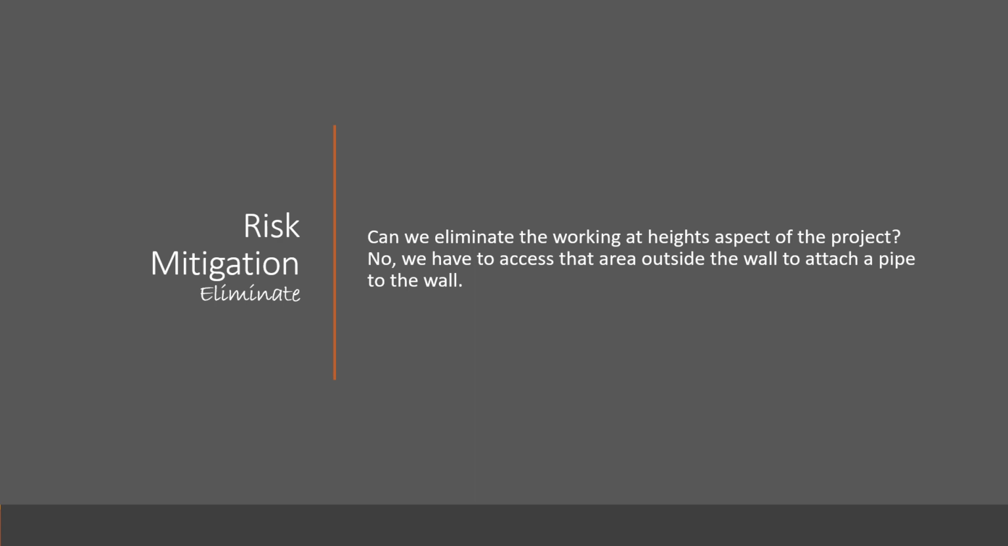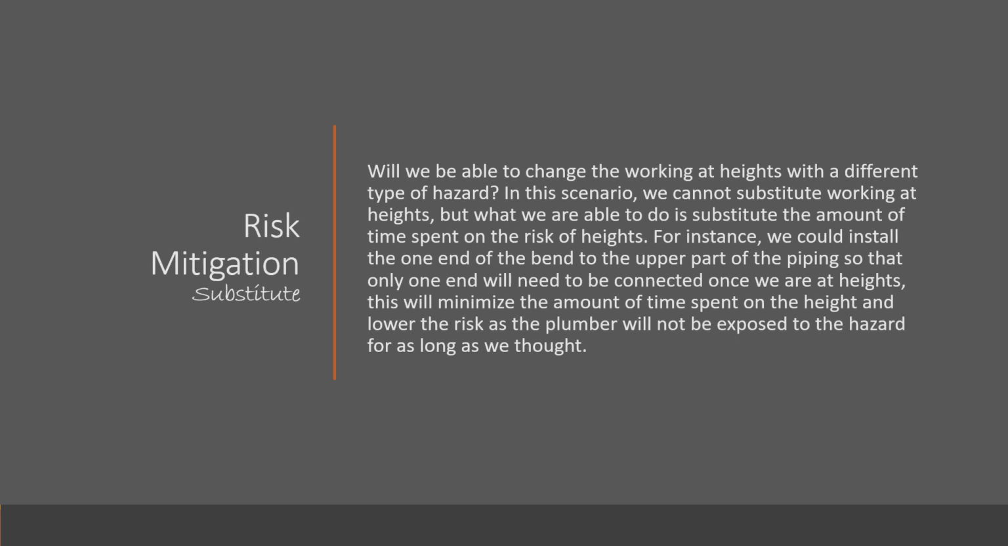Can we eliminate the working at heights aspect of the project? Well, in this case, we say no. We have to access that area outside the wall in order to attach a pipe to the wall. So we move on to the next hierarchy of control, risk mitigation, such as substituting. The question here is, will we be able to change the working at heights with a different type of hazard? In this scenario, we cannot substitute working at heights. What we are able to do is substitute the amount of time spent on the risk of working at heights.